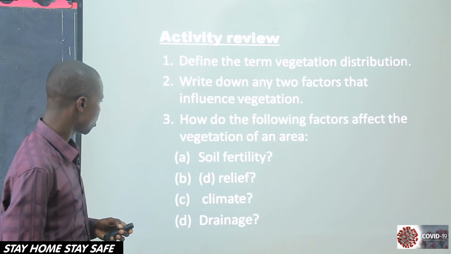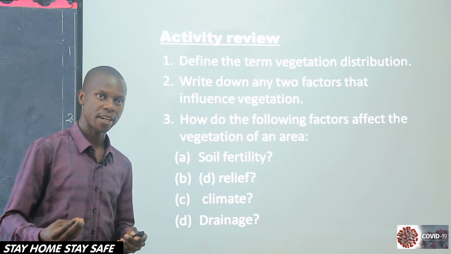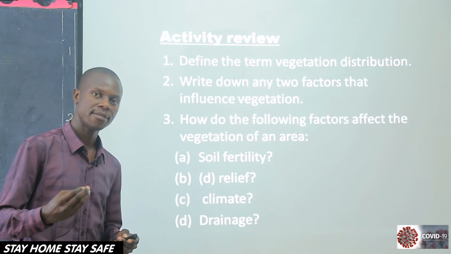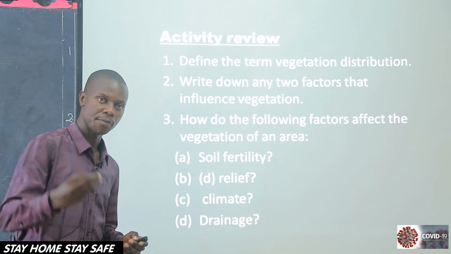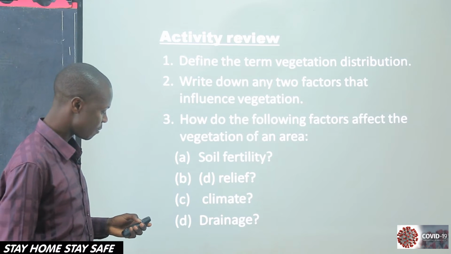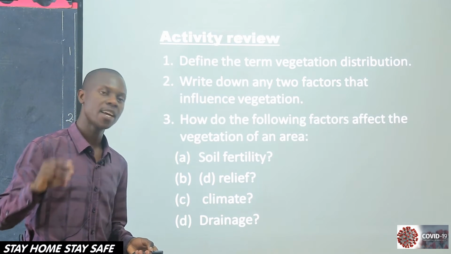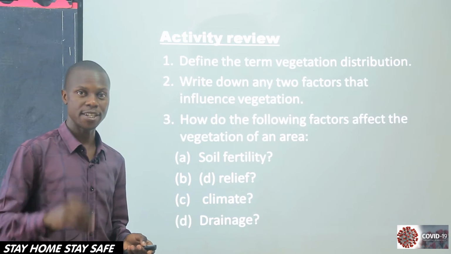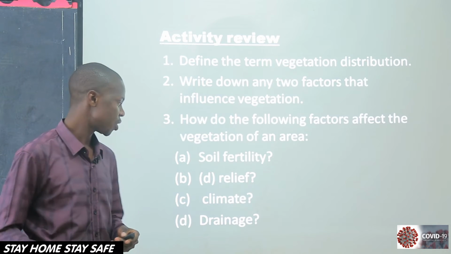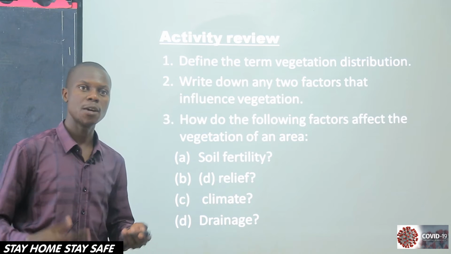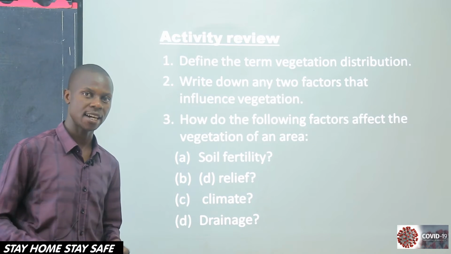Then the second factor is relief. How does relief affect the vegetation of an area? Mountainous areas have a specific kind of vegetation, okay? Then when it comes to climate, remember we talked about two things, rainfall and temperature. So you can have two alternatives. Areas that receive plenty of rainfall have thick vegetation, okay? The other way around, you can also say areas that receive little rainfall have scattered vegetation. Then with drainage, here we majorly looked at the water bodies. Areas near water bodies have thick vegetation. Then areas far away from water bodies have scattered vegetation.